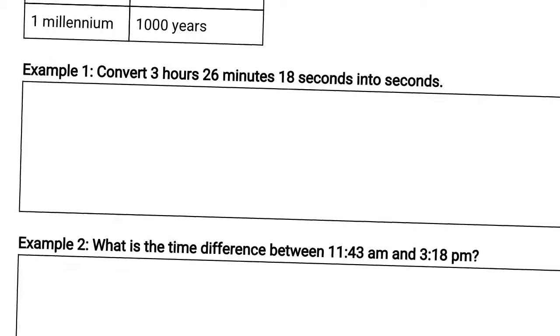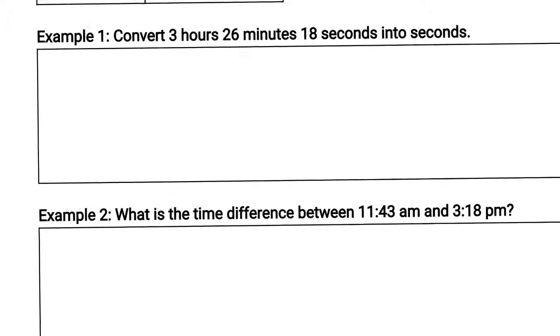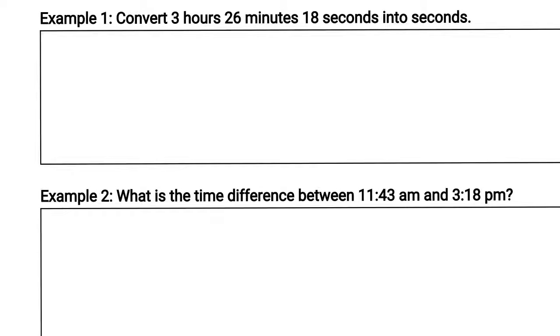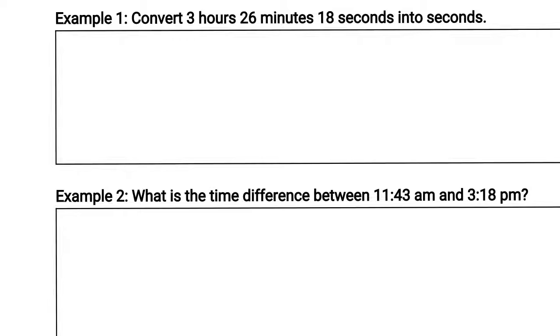It says I can convert 3 hours, 26 minutes, and 18 seconds into just seconds. So I'm finding out how many seconds are in 3 hours, 26 minutes, and 18 seconds. I'm going to start with the hours. I need to find out how many seconds are in 3 hours. Oops, sorry guys, this is my first time using this. So if I take a look at this, I've got 3 hours here, and I need to know how many seconds are in that.